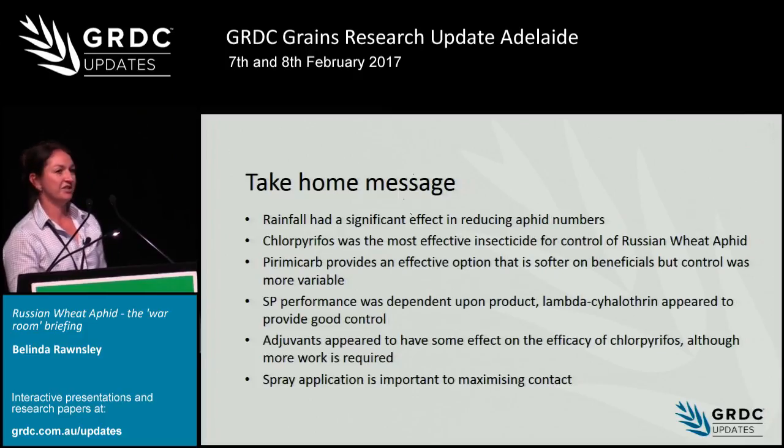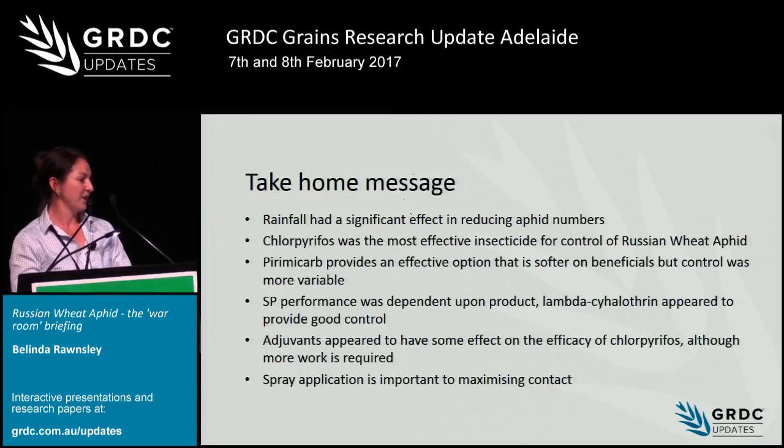So the take-home message today for you all is that rainfall had a significant effect in reducing aphid numbers, but we know this year was very unusual and we can't rely on rainfall. The chlorpyrifos was the most effective insecticide for control of Russian wheat aphid, and Perimecarb did show it was an effective option as a soft option for beneficials, but the control was more variable between the trials. The SP performance was dependent upon the product, and as I showed in the earlier slide, the Cobalt Advance appeared to provide some good control.